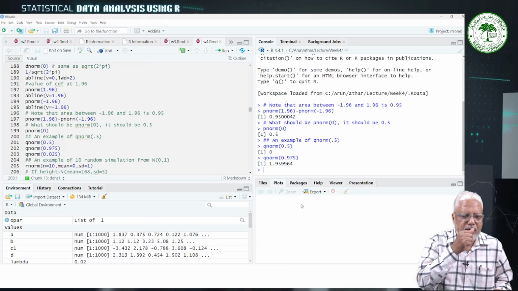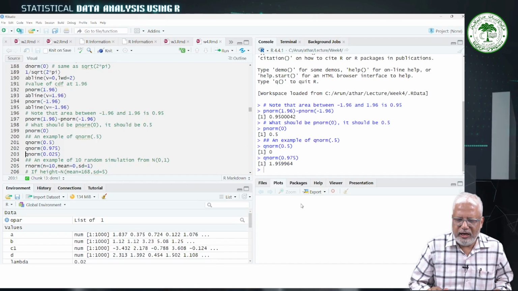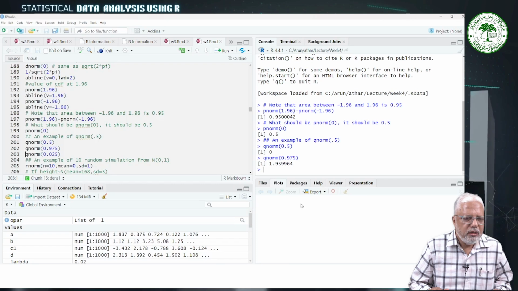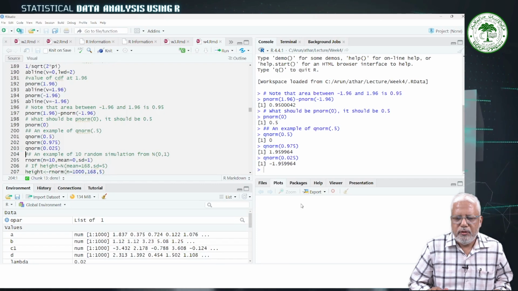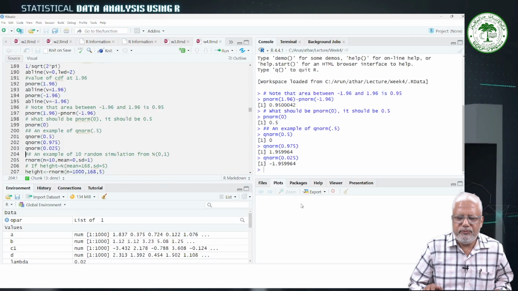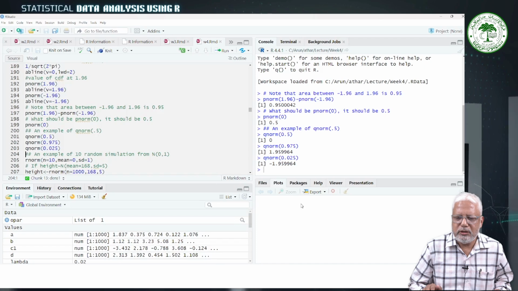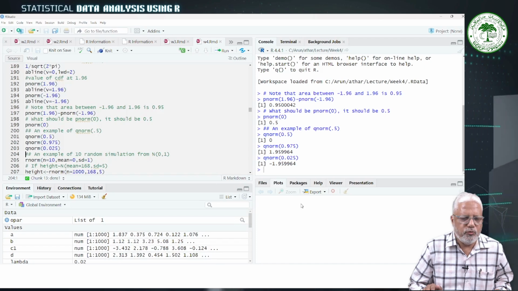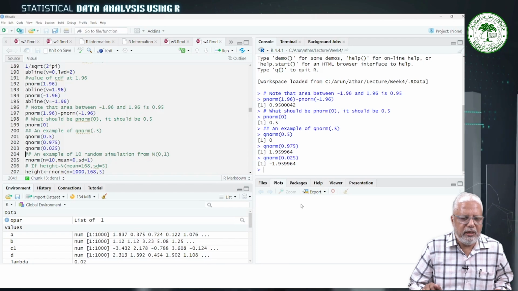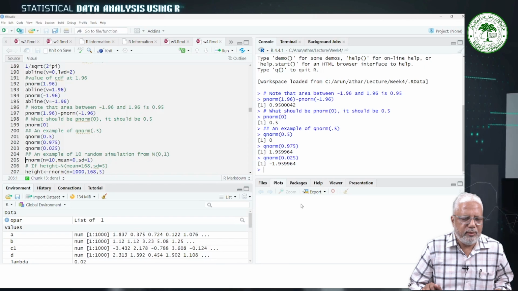Similarly, the quantile corresponding to 0.025 is minus 1.96. So qnorm(0.975) is plus 1.96 and qnorm(0.025) is minus 1.96. Next, an example of 10 random simulations from normal(0, 1).